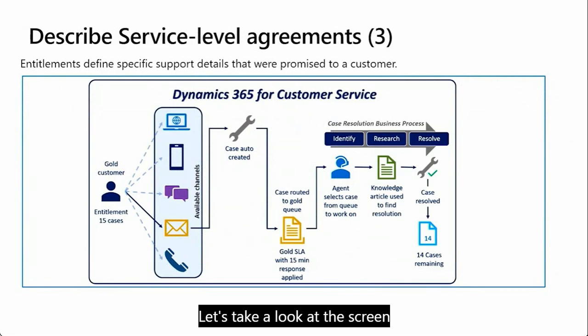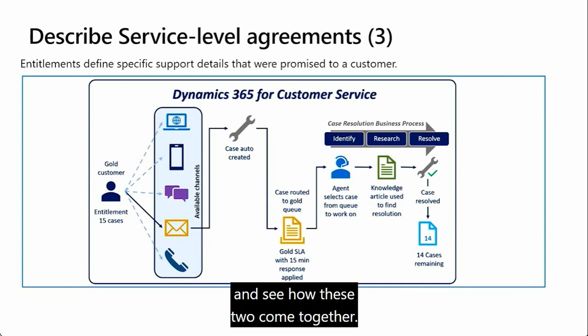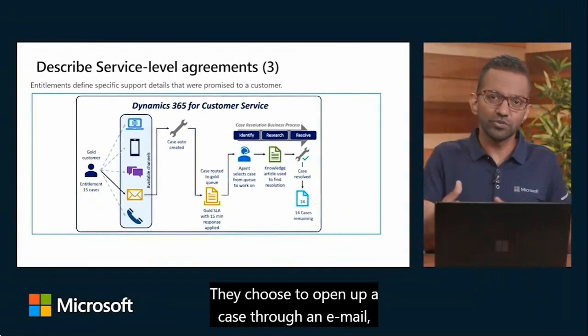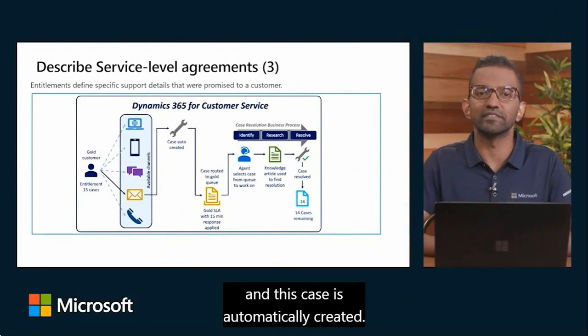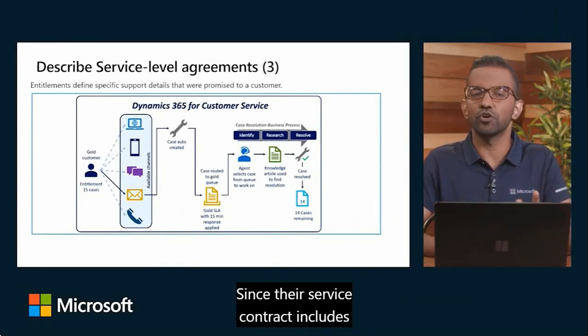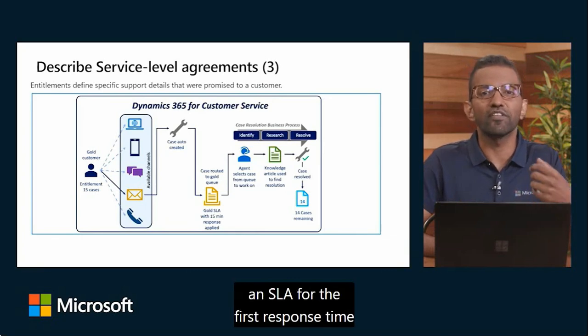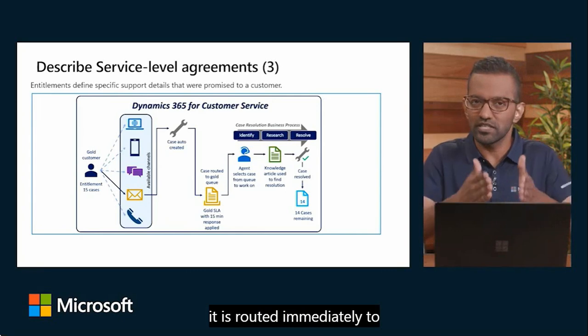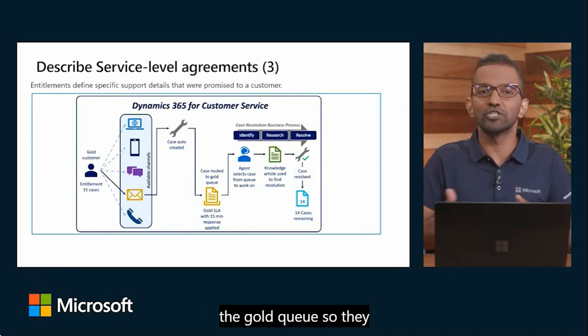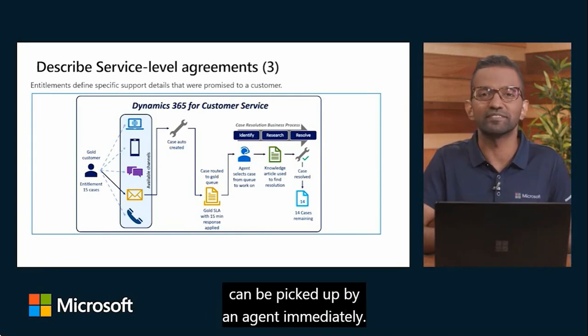So let's take a look at the screen and see how these two come together. In this scenario, we have a gold customer who is entitled to open 15 cases a year. They choose to open up a case through an email, and this case is automatically created. Since their service contract includes an SLA for the first response time to be within 15 minutes, it is routed immediately to the gold queue so that it can be picked up by an agent immediately.